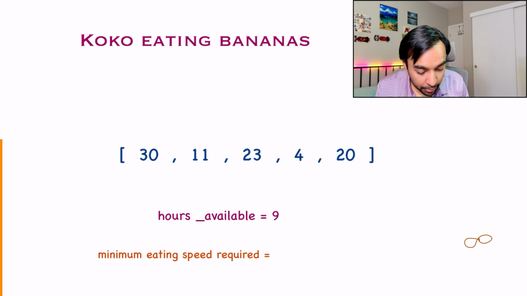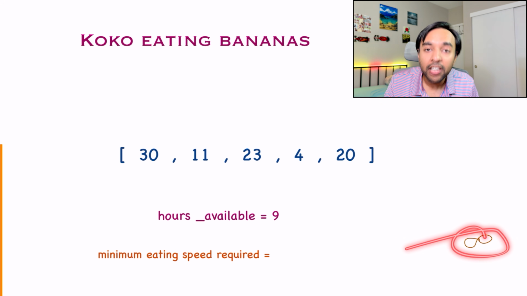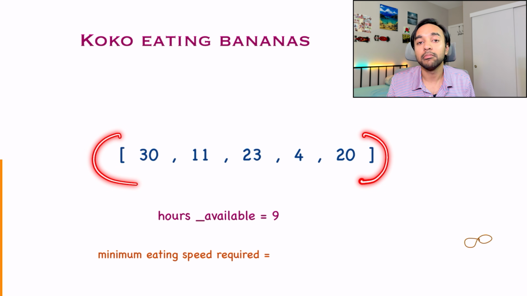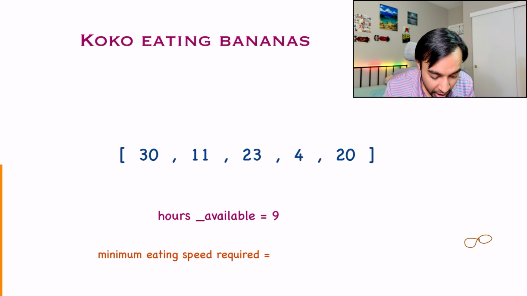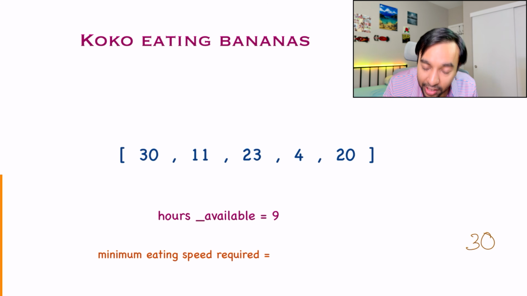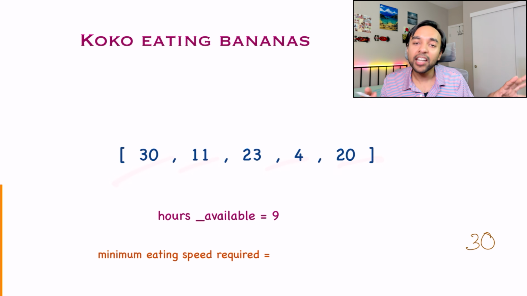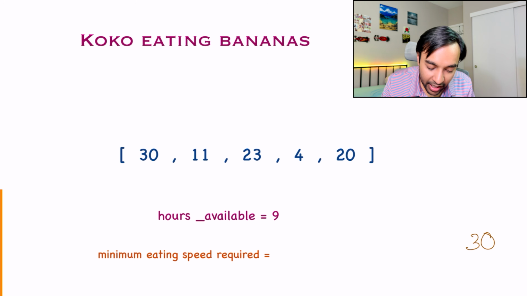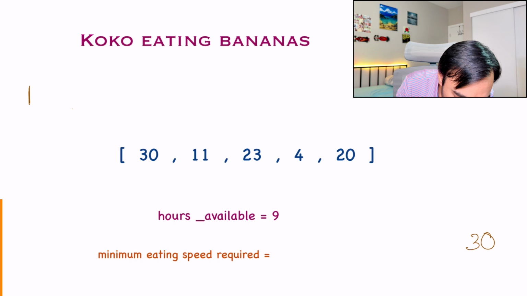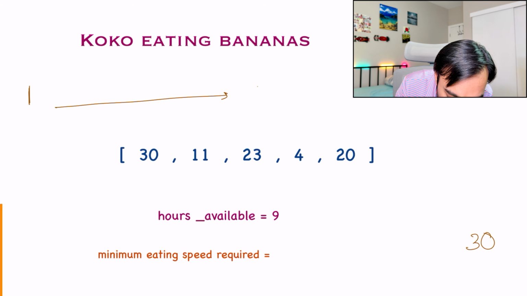But at the same time, if you notice, he does not need an infinite eating speed. If he is able to eat at the speed of the maximum bananas in a pile, then also he can achieve it. So if instead of eating at infinite speed, Koko eats at 30 bananas per hour, then once again, in every hour, he will eat all the piles and he will be done. So up till now, what have we done? We reduced our search space from 1 all the way up to 30.